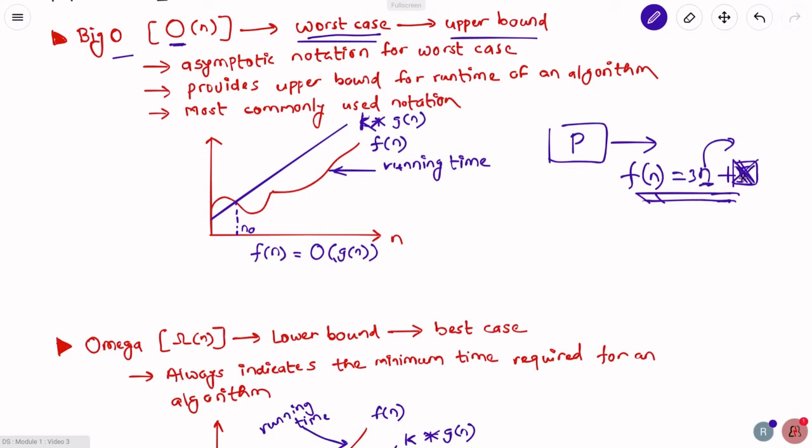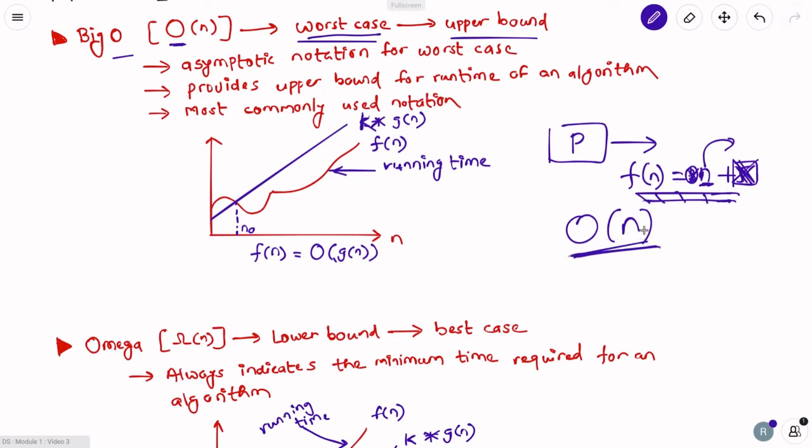Similarly, this constant, which is the multiplier of n, also doesn't matter, because when n is very high, this factor is negligible. So when we have this running time, 3n plus 5, we can write the time complexity of this program in terms of big O notation, like big O of n. So when we have running time as 3n plus 5, we can say it is a big O of n program, or this program has complexity big O of n.